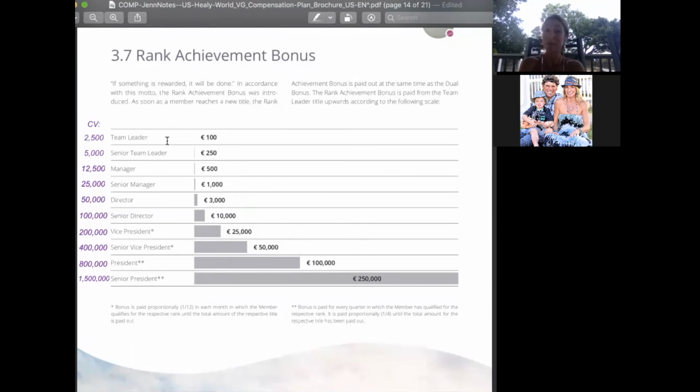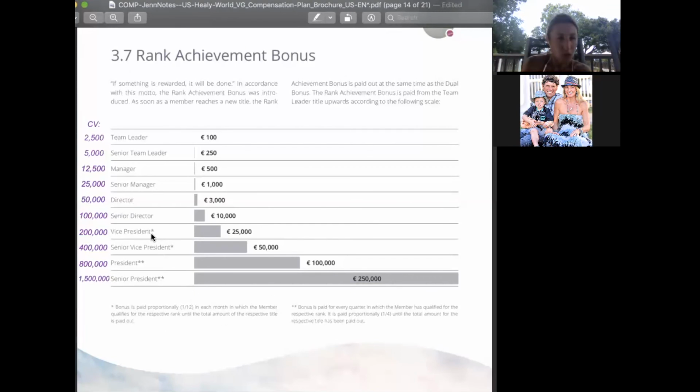You can see for team leader, you receive 100 euro just as a bonus. Senior team leader, 250. Again, look at senior team leader, 5,000. So that is 2 residences on each side. And remember, not all of that has to come from you. That can also come from your team. So 250 euro bonus.